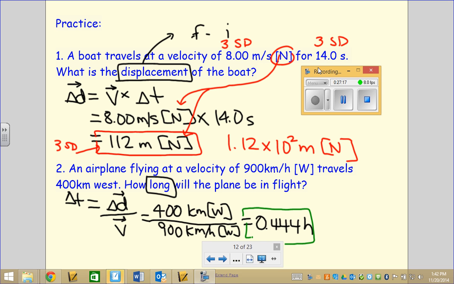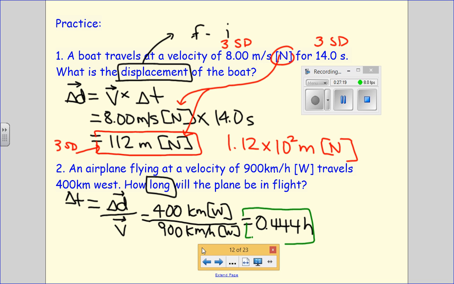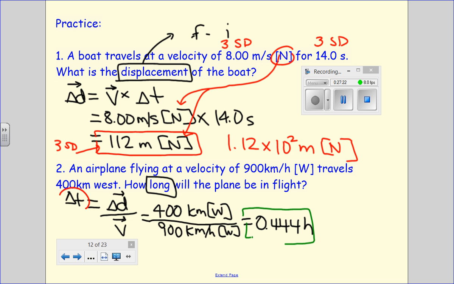So then for number 2, we're talking about time. Now remember, time is not a vector quantity, so time will not have a direction on it. And the other way I know this is by looking at the calculation I was doing. To figure out time, I take distance and I divide it by velocity. And if I look at the units, I have kilometers on the top and kilometers on the bottom. They cancel each other out.